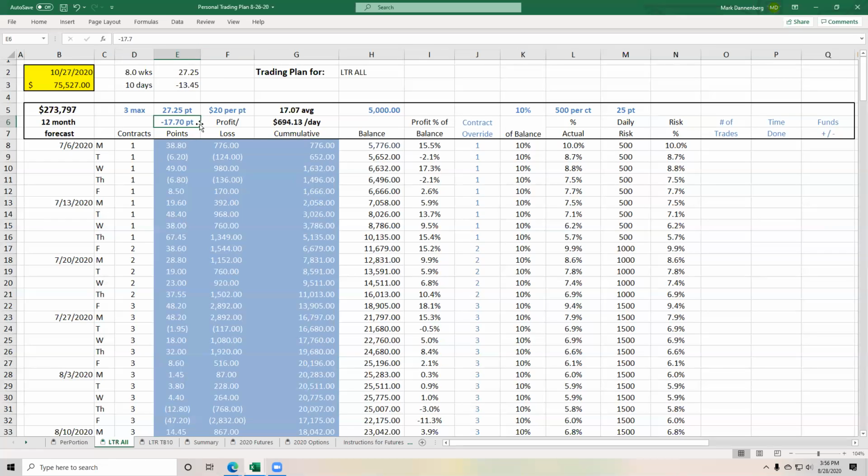So even at that, increasing our losing days to 17.7, and we have our future forecast on winning days at 27.25. The forecast for income based on 3 contracts max is $273,797. And that once again is starting with $5,000 and building a 12-month forecast.